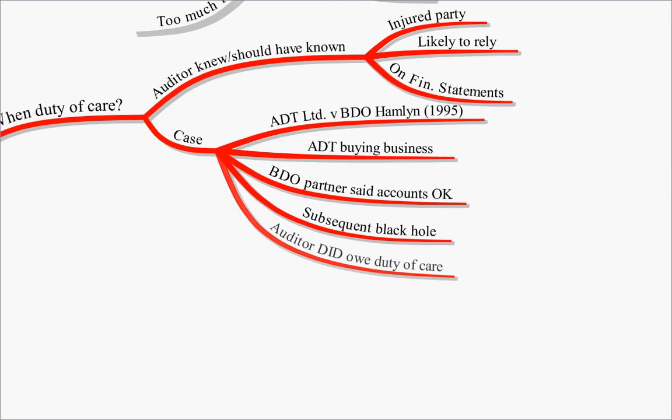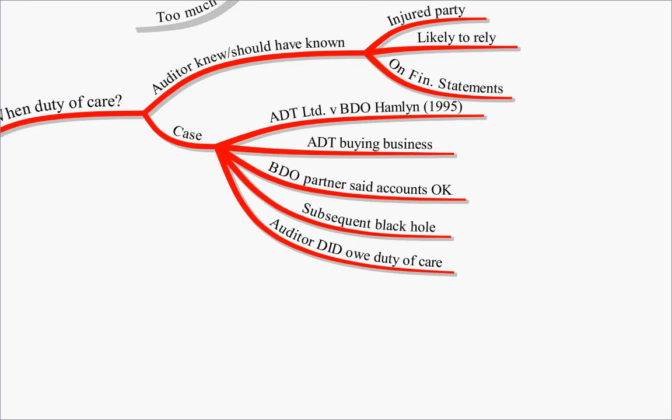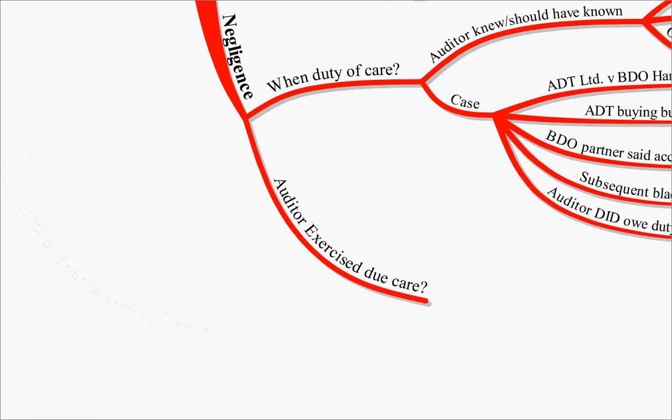In this case, it was held that the auditor did owe a duty of care. Okay, so they were responsible for paying the difference that the black hole created. So that's the question of when a duty of care arises. How do we know then if the auditor has exercised due care?